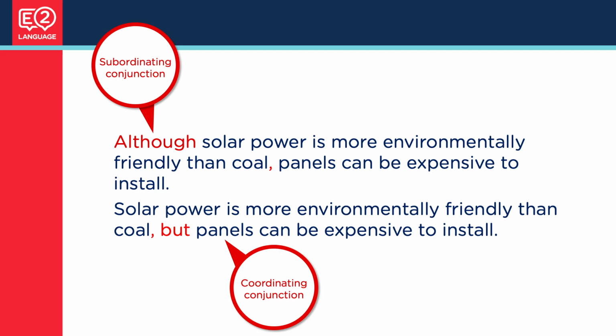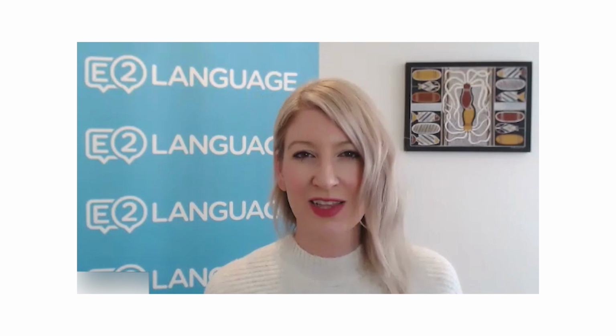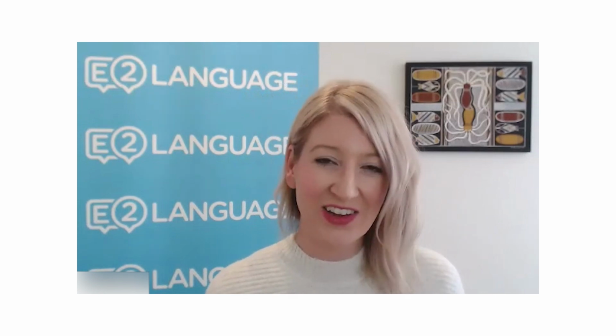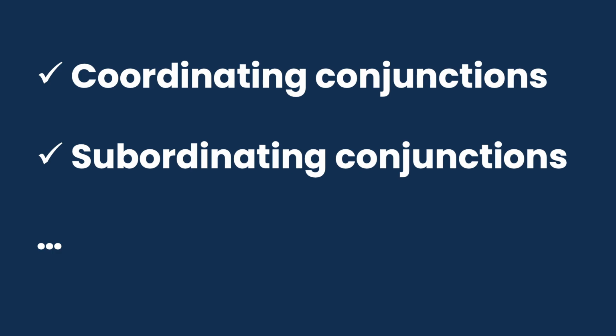And this is quite different to this sentence with but. Solar power is more environmentally friendly than coal, but panels can be expensive to install. With this word, we cannot flip it around. So but is not a subordinating conjunction. It is a coordinating conjunction. The good news is there's only seven of them, so they're really easy to learn, and we cover all of that in the subordinating conjunction video. So we've got coordinating conjunctions, we've got subordinating conjunctions.